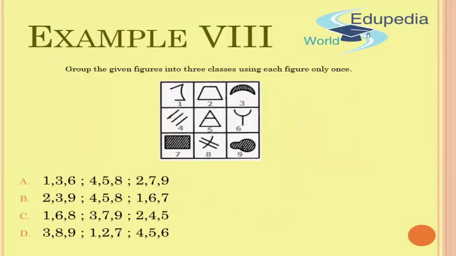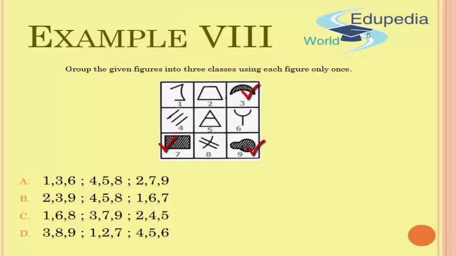In example 8, one group is very simple over here. I can put figures 3, 7 and 9 together because they are shaded inside. Okay, they are shaded inside. So 3, 7 and 9. For the other figures, I have to figure out something that they have in common.